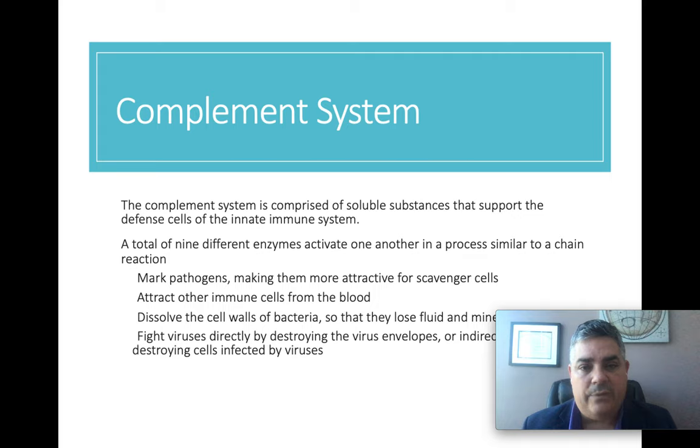In addition to that, we have the complement system, which is comprised of soluble substances that support the defense cells of the innate immune system. There are 9 different types of enzymes that are activated in a cascade. I'll be talking about the complement system later, especially the alternate cascade. There are some alternate proteins that are also produced, especially in biotoxin-related illness, that aren't normally measured, but they're incredibly helpful blood markers for us.